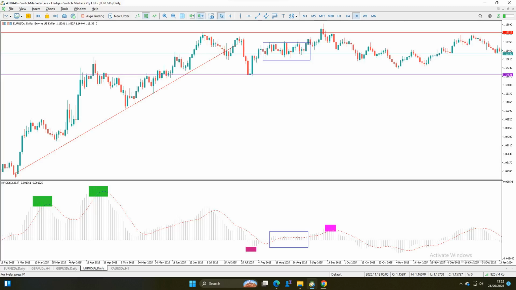If MACD peaks are expanding, momentum is increasing. The probability of a successful trend is improving. If MACD peaks are shrinking, momentum is weakening. The probability of false signals is increasing. This simple observation can dramatically improve trade selection and reduce unnecessary entries.